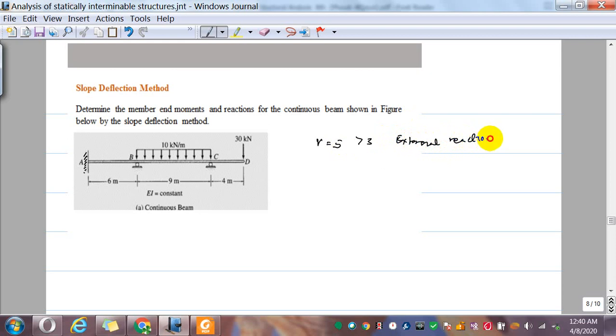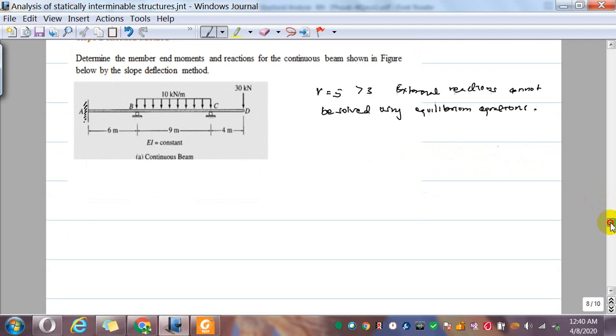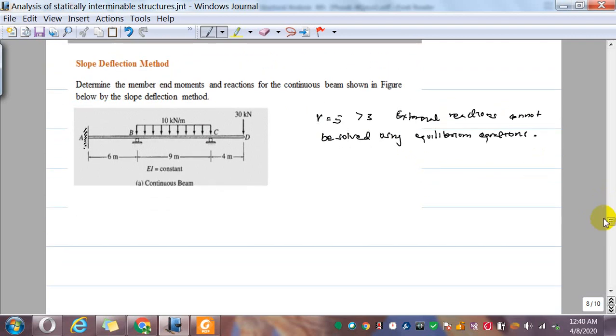So the external reactions cannot be solved using equilibrium equations. That's what we define as statically indeterminate. So now we are going to look at how we can solve this problem using the slope deflection method.